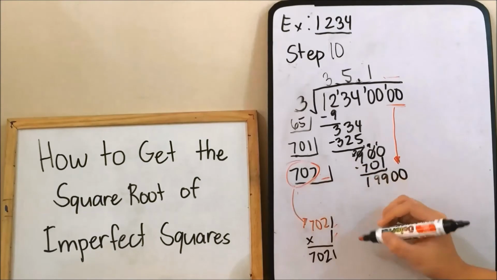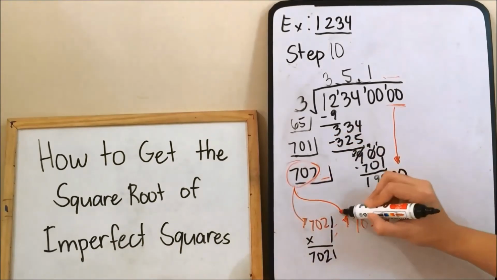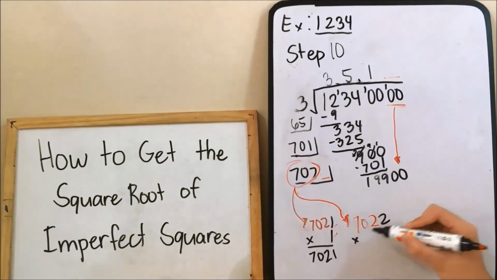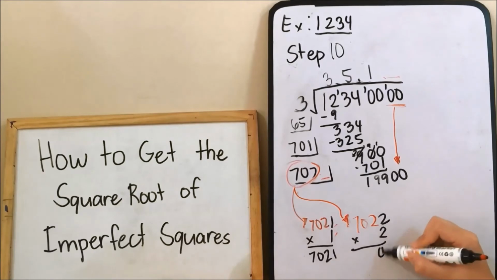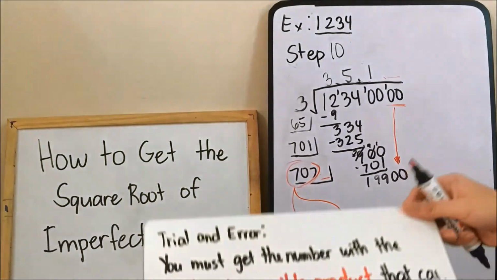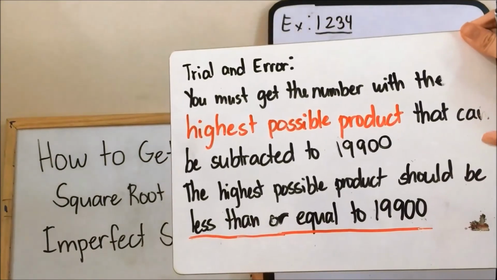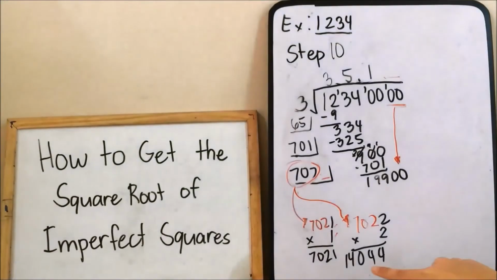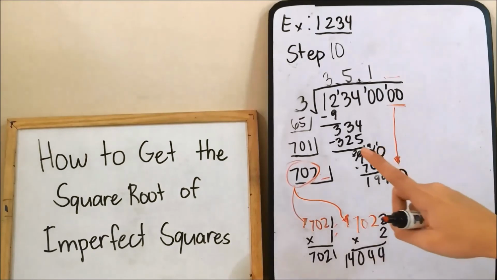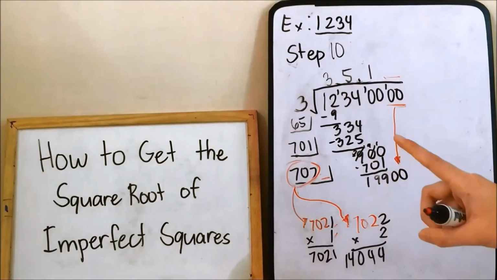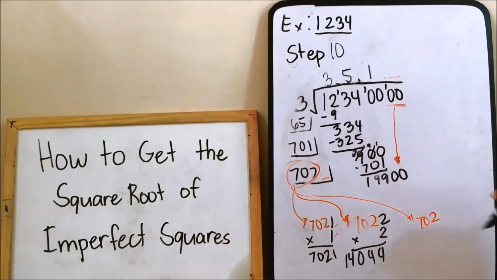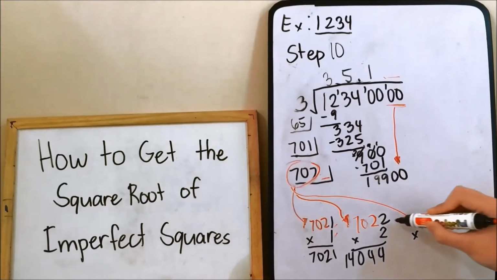So we'll be using this again, 2, and our second number, 2. 10,044. So it says here that it should be the highest possible product and less than or equal to 19,900. 14,044 is less than 19,900. But for us to be sure that it is the highest possible product, let's try one more number.